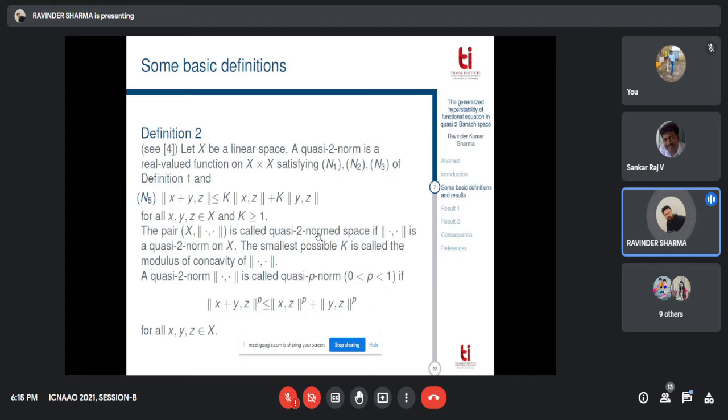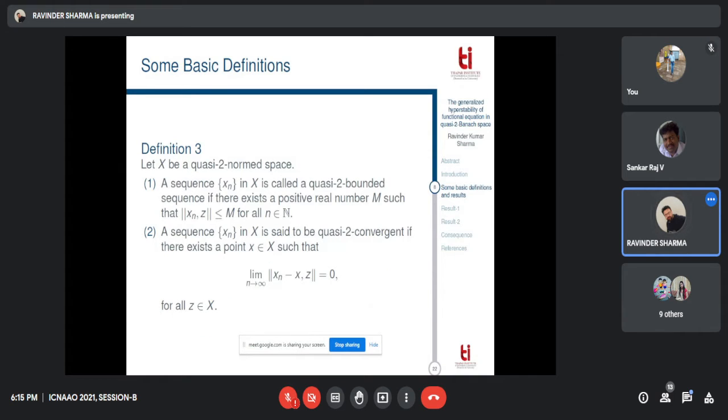The concept of quasi-two-norm was given by C. Park in 2006. Also, C. Park gave quasi-p-norm: a quasi-two-norm which satisfies this inequality is called a quasi-p-norm space. And the concept of two-norm was given by Gahler in 1964.